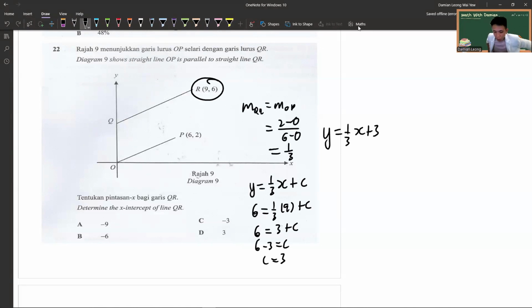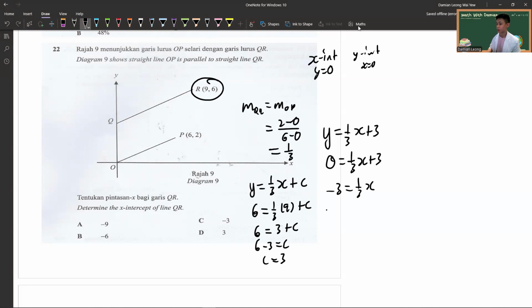Now, once I have the equation of the line, how do we get the x-intercept? Basically, x-intercept means when y is 0. If it's y-intercept, it's when x is 0, regardless of what equation it is. So in this case, y equals 0, so 0 equals 1 over 3x plus 3. Negative 3 equals 1 over 3x. Negative 3 times 3 is x. So the x-intercept is negative 9. Answer would be A.